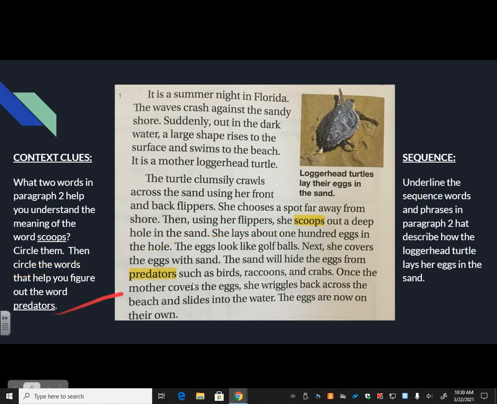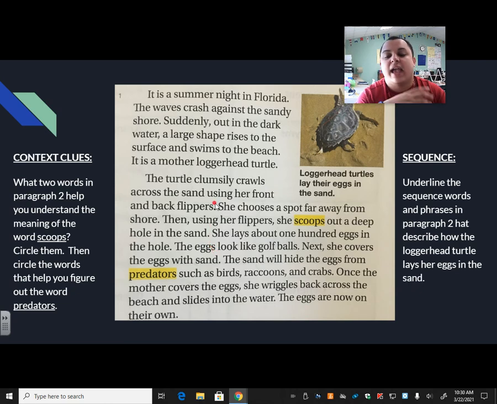Next, look at the next word, predators. So often when we're looking at context clues, sometimes it'll give us a cue word to help us know that it's about to give us some examples. So this says the sand will hide the eggs from predators such as. Those two words, such as, are cue words for context clues. And that lets us know that some examples of whatever the word predators are going to be listed: birds, raccoons, and crabs. So if you don't know what predators are, these birds, raccoons, and crabs could potentially eat the eggs. So a predator is something that might try to destroy the nest.